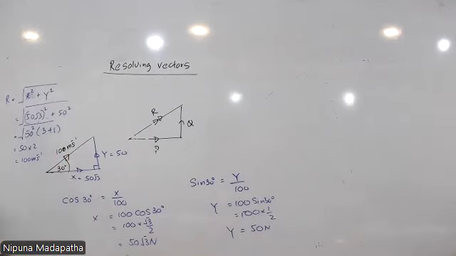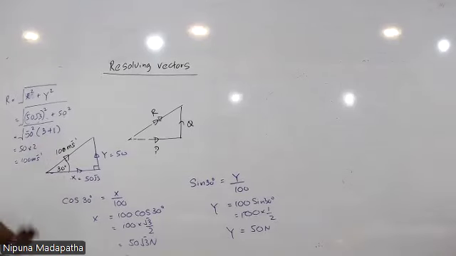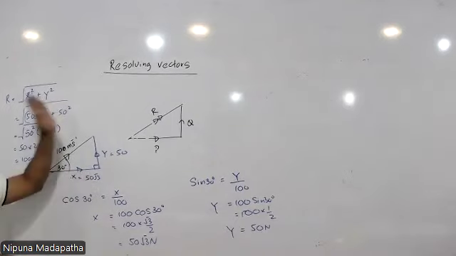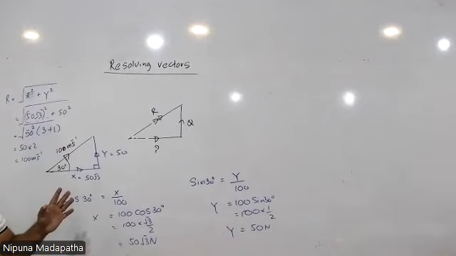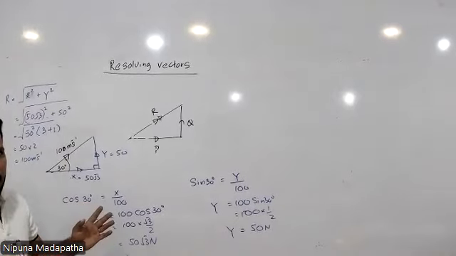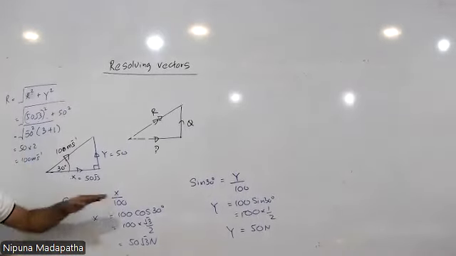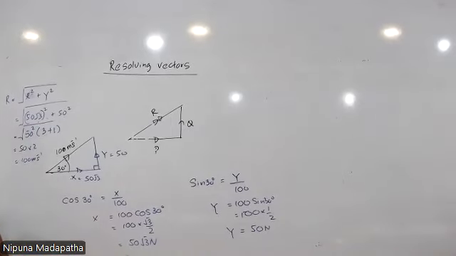Resolving vectors, components. Resolving vectors is expressing a given vector in terms of two vectors. Normally we take those two vectors perpendicular to each other. Most of the time we take the horizontal and vertical directions. That is not compulsory, it is arbitrary. But for our convenience, we resolve these vectors by taking horizontal and vertical directions. That is up to you.